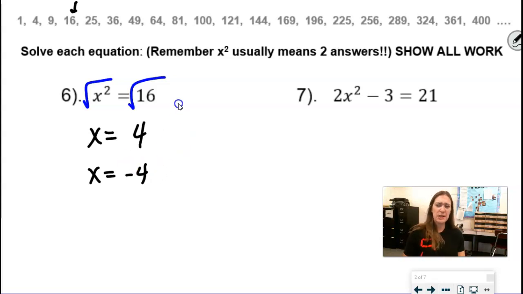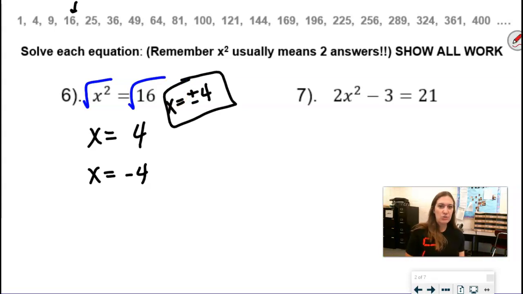If you're like, oh, that's too much writing, I don't want to write that, then probably what you've seen before in your life is just using the plus or minus sign like this. Okay, I like that. I think the shorthand notation of putting a plus or minus sign works well. So in number 7, we are not ready to square root. You need to isolate the thing that's being squared first.